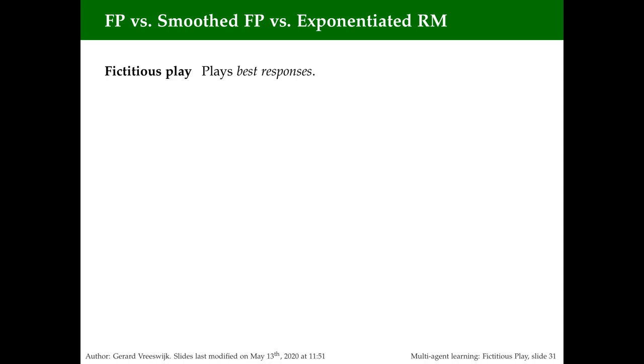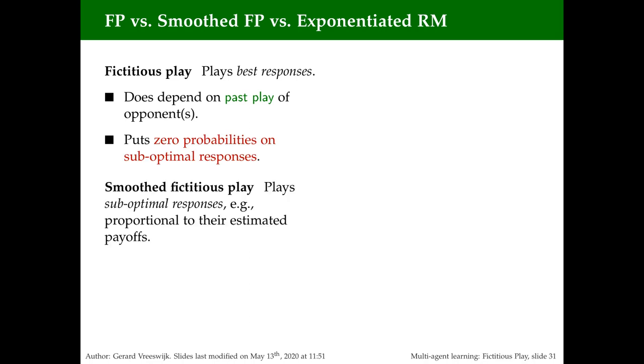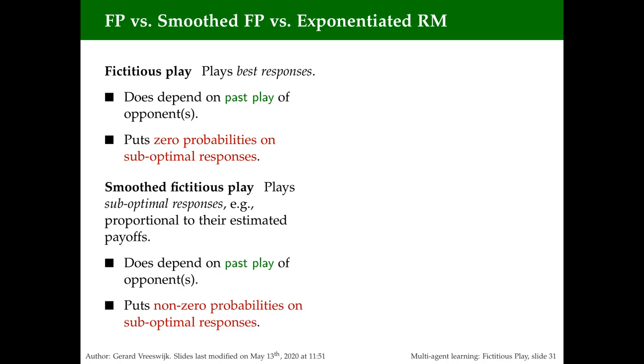So fictitious play plays best responses, does depend on past play of the opponents, obviously, and puts 0 probability on suboptimal responses. Smooth fictitious play plays with softmax, has a positive probability of playing suboptimal responses proportional to their estimated payoffs, and indeed does depend on past play of opponents as fictitious play does, and puts probabilities on suboptimal responses.